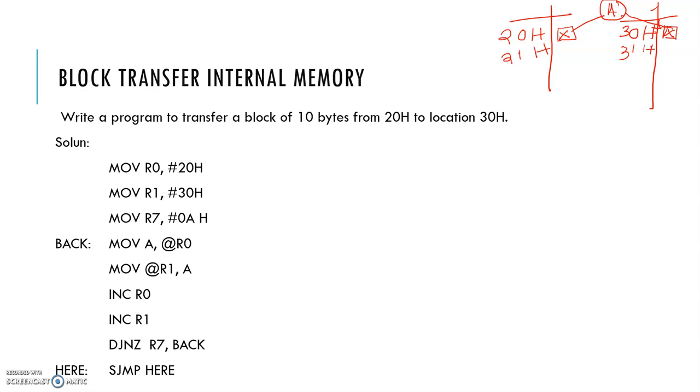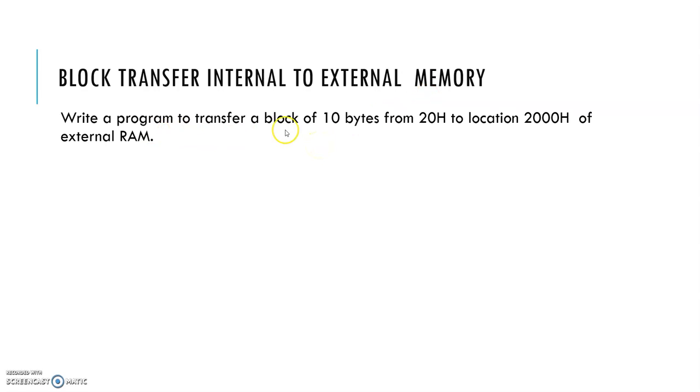This is very simple. So next, let's see a block transfer from internal to external memory. Here also we are transferring 10 bytes from 20 hex to 2000 hex. You can see 2000 hex is an external memory location. So we need to transfer a block of 10 bytes from 20 hex to the external memory location starting from 2000 hex.